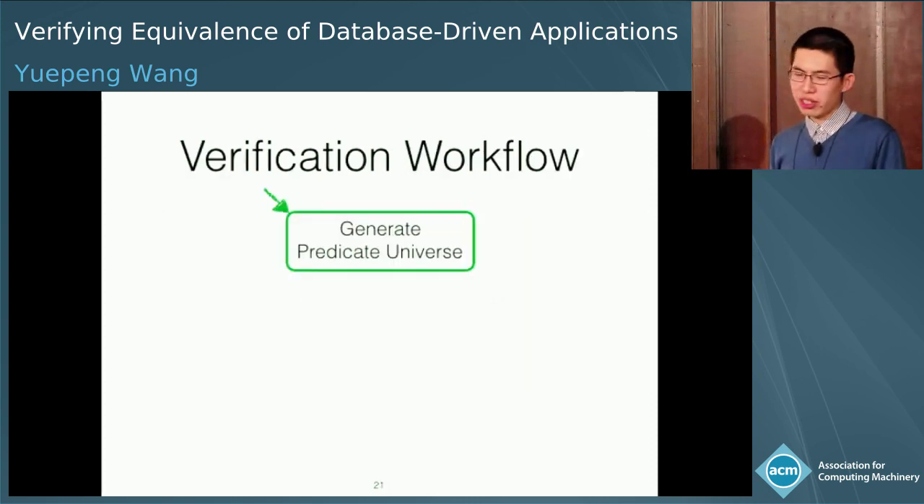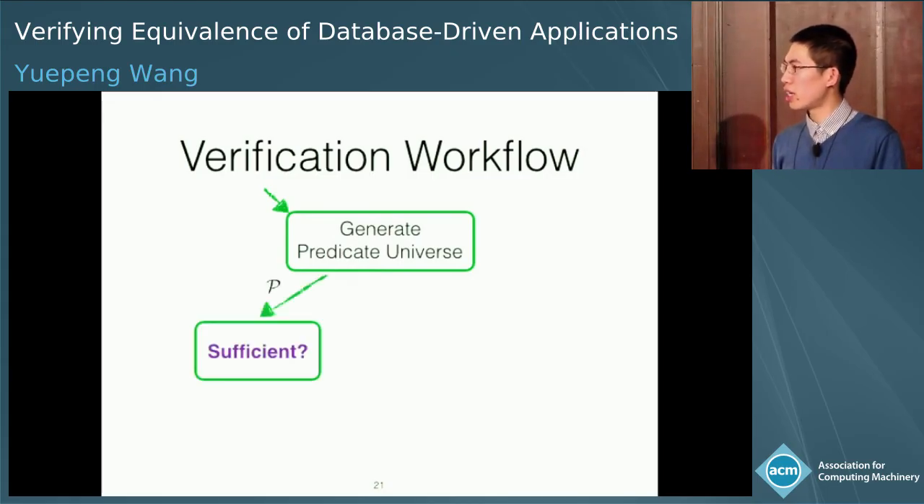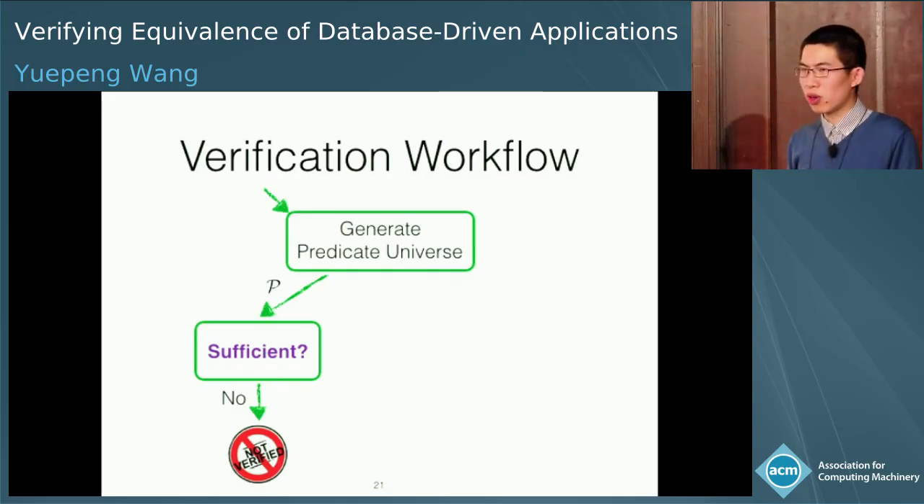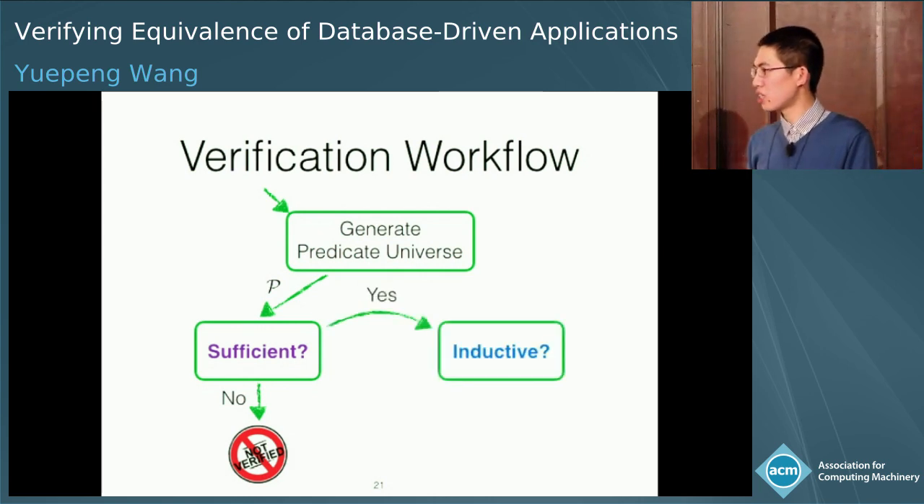Put everything together, the entire verification workflow looks like this. In the beginning, we generate the predicate universe by template instantiation, and let's call the universe P. Then we check if the conjunction of every predicate in P is sufficient or not. If it's not sufficient, we directly conclude that we cannot verify the equivalence because this is the strongest possible invariant candidate. Otherwise, we still need to check the inductiveness.